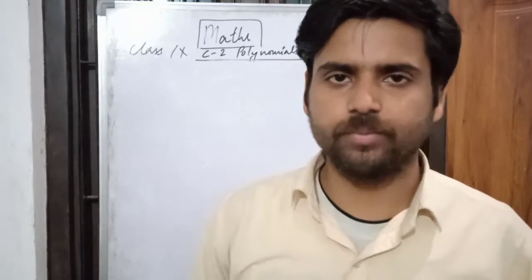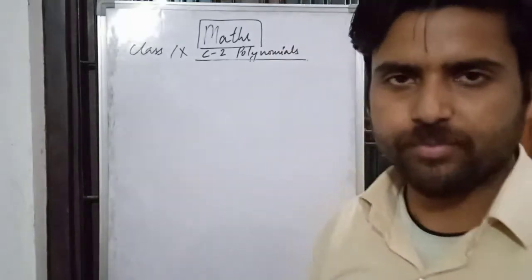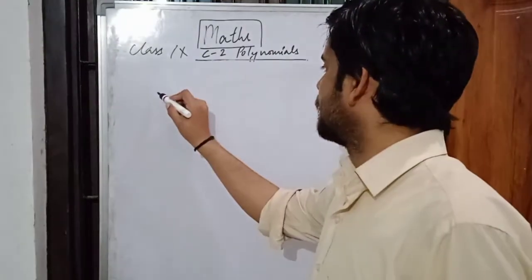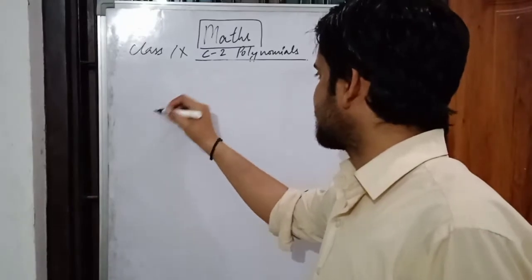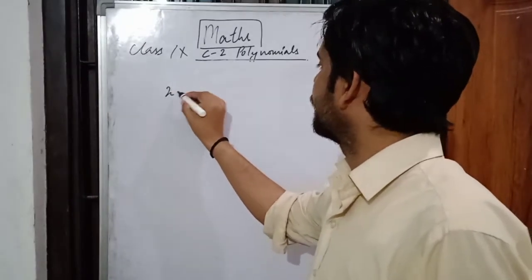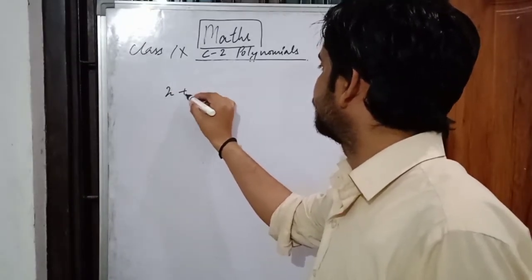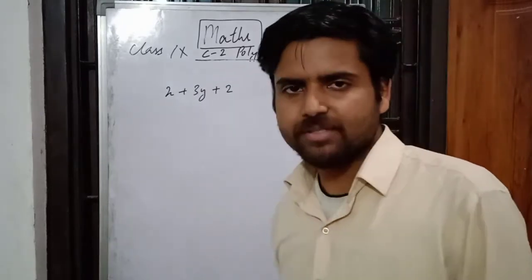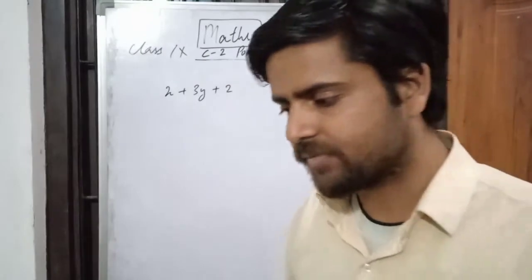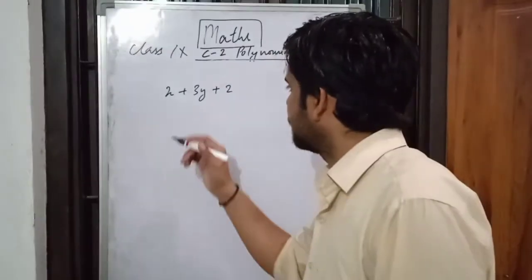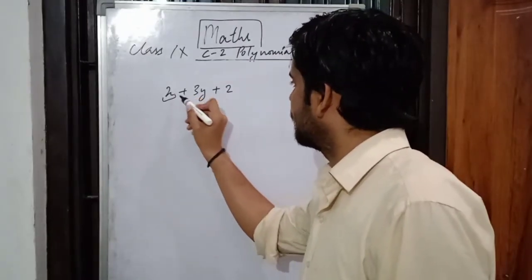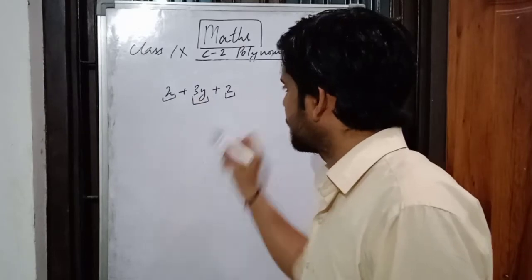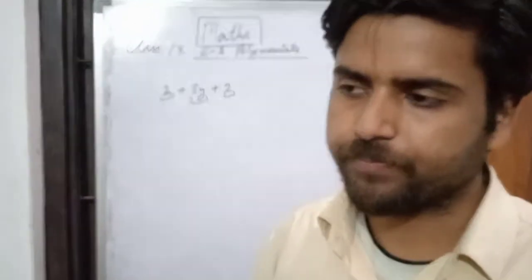algebraic expression. You must have studied about algebraic expression. So let me give you some examples. What is it? It is an algebraic expression you have done in class 7th. And how many terms is it having? 3 terms it is having.